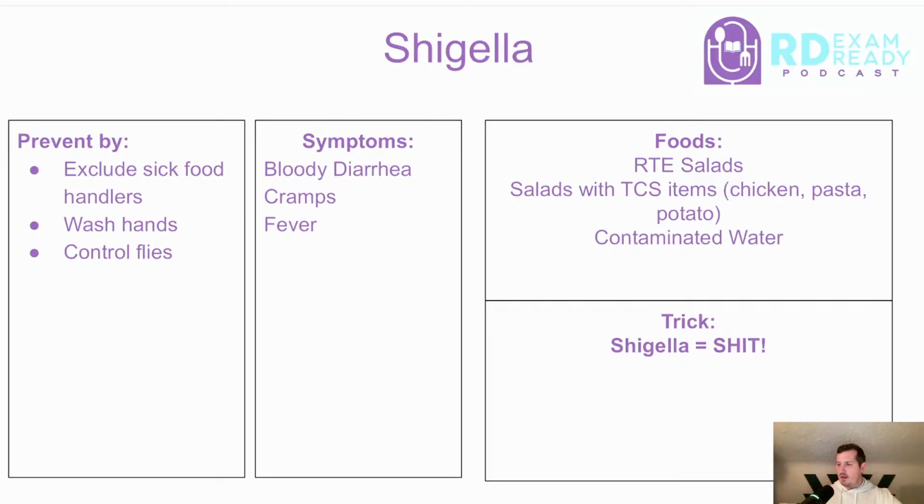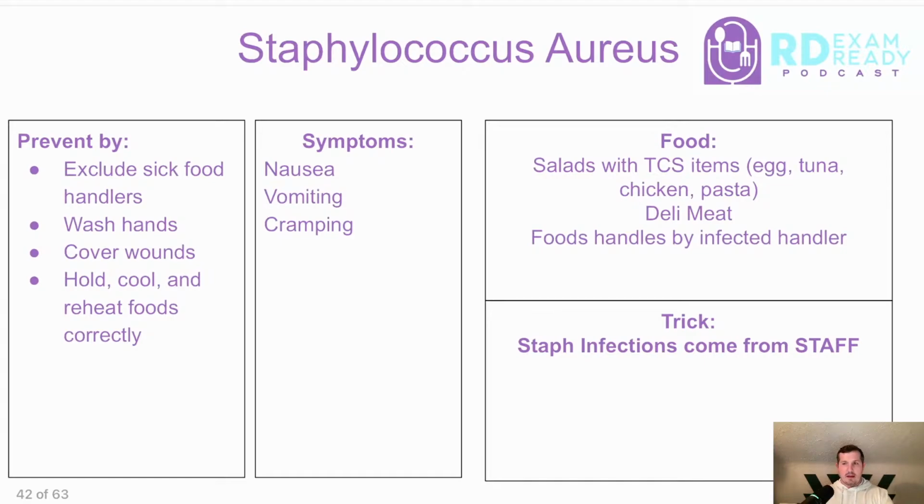Okay, doing good, everyone. Next one will be Staphylococcus aureus. Now, when I think of Staphylococcus, I think of a staph infection, so keep that in your mind here. Prevent this staph infection by, one, excluding a sick food handler. If someone has a staph infection, let's get them off the line. Let's get them away from food. Maybe put them to deal with trash or something in the back, but don't have them working with food.